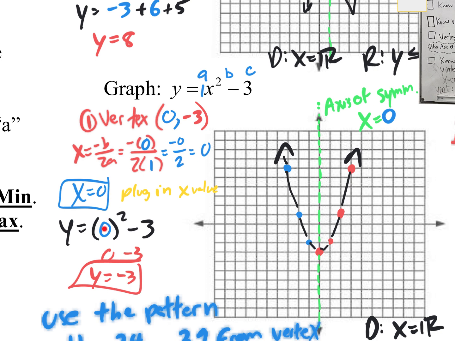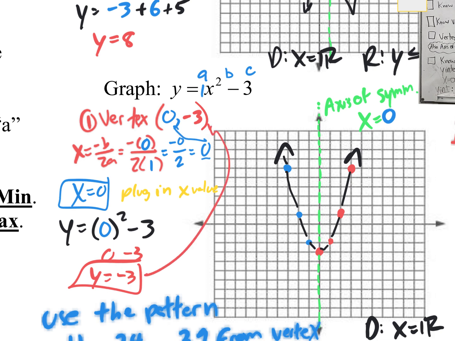So then I do this math. 0 squared is 0. 0 take away 3 is negative 3. So the y is negative 3. Now I know my entire vertex, the x value and the y value. The x value came from here, and the y value came from here.